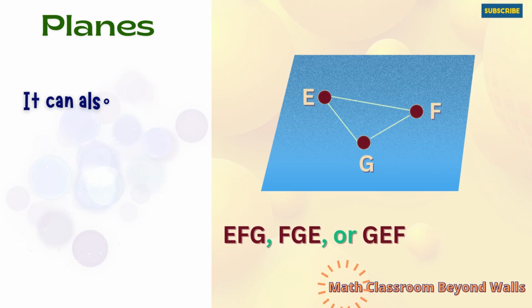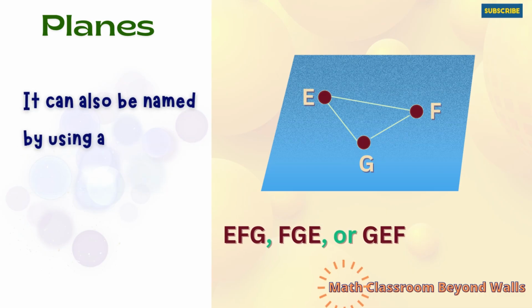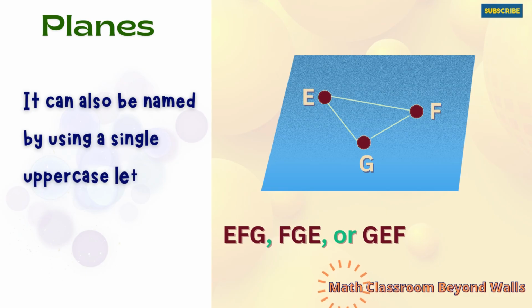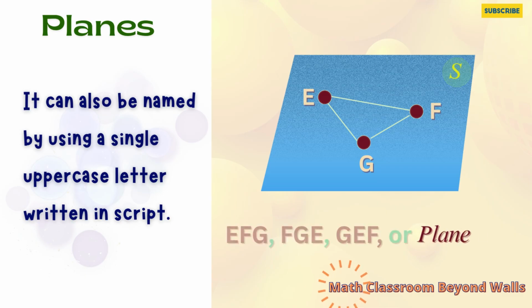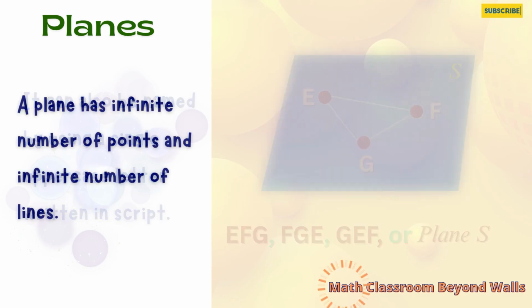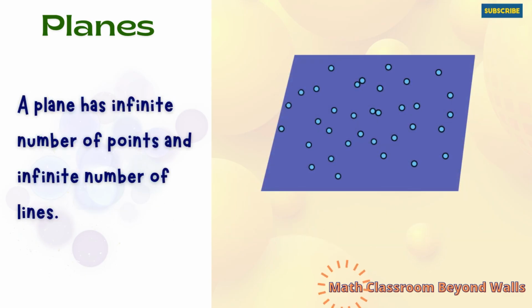Another way by which a plane is named is by using a single uppercase letter written in script. This is usually located at the upper right-hand corner of the plane. So, plane EFG can also be named plane S. Since a plane has an infinite number of points, it has an infinite number of lines as well.